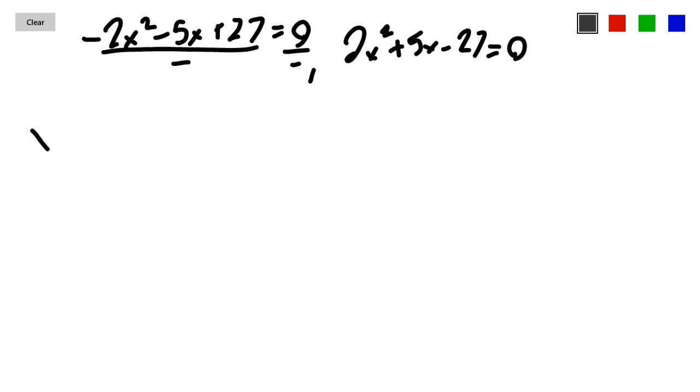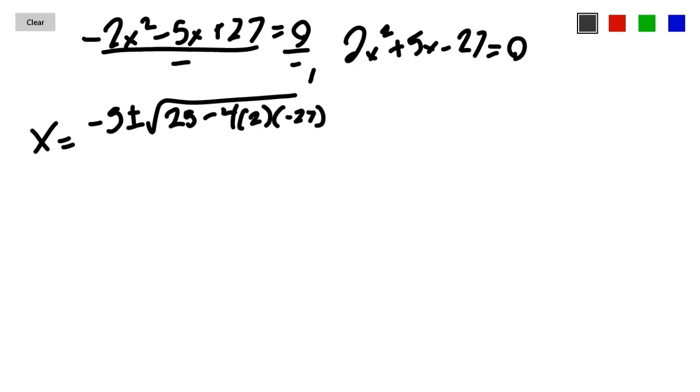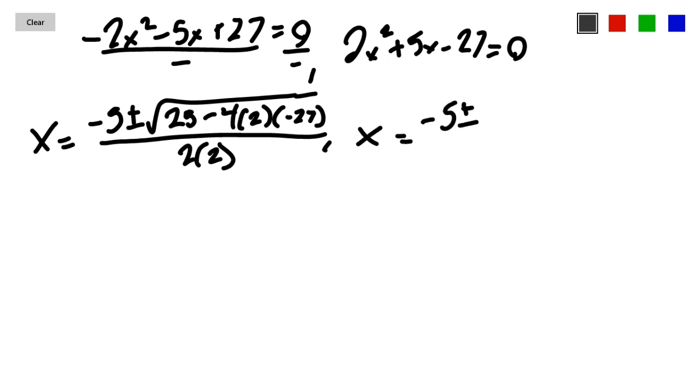So I have x is equal to negative b, which is going to be negative 5, plus or minus the square root of b squared, which is 25, minus 4ac, so 4 times 2 times negative 27, divided by 2a, which is 2 times 2. So x is equal to negative 5 plus or minus, so 4 times 2 is 8, and 8 times 27 gives you 216.